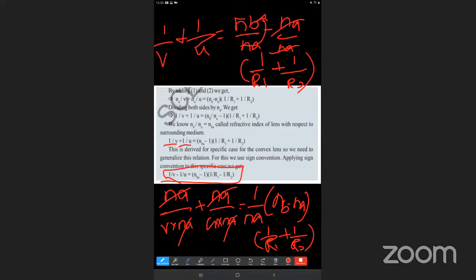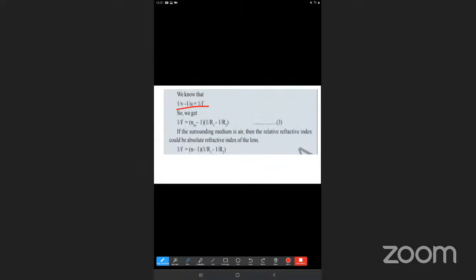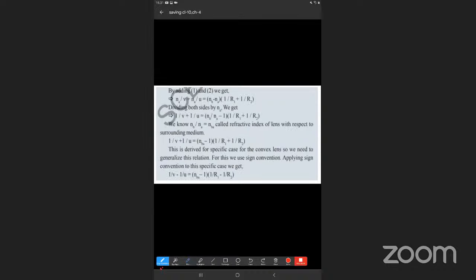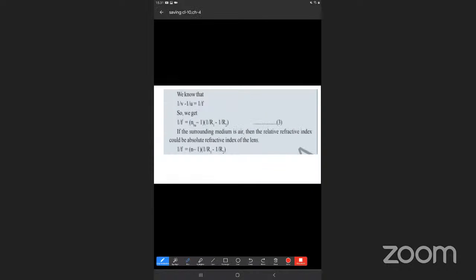So we know that 1 by V minus 1 by U equals 1 by F. So substitute instead of this. Here we have 1 by U minus 1 by V, so instead of this, we can write here 1 by F. So we get 1 by F equals (n_BA minus 1) into (1 by R1 minus 1 by R2).